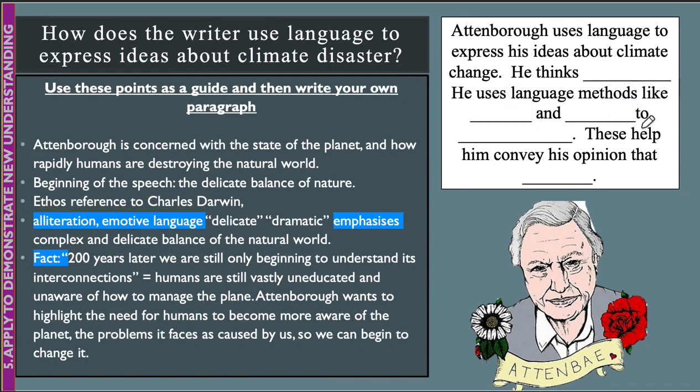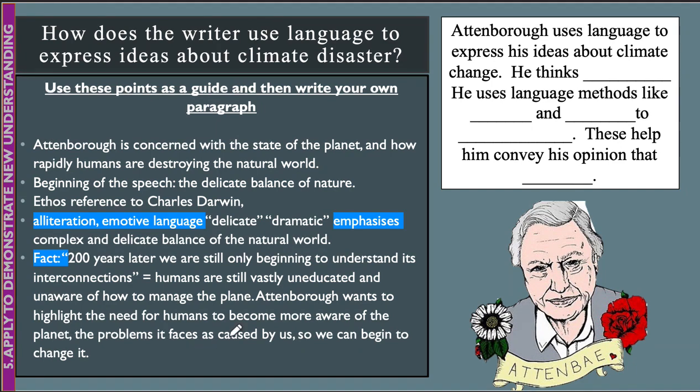And then following the word "to", you want to tell me why he's doing that, what the purpose or effect might be. Then expand that explanation. These help him convey his opinion that... All right, so what is he trying to make us understand? And to answer that, you'll go back to the keywords in the question to express his ideas about climate disaster, okay? And his vision that actually humans need to take this more seriously and work together to try and improve the outcome for our planet.